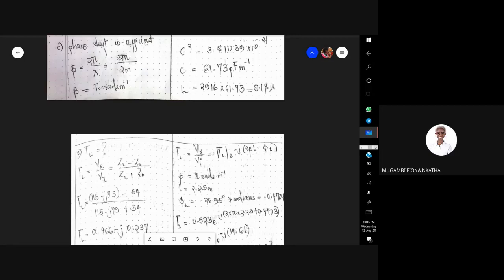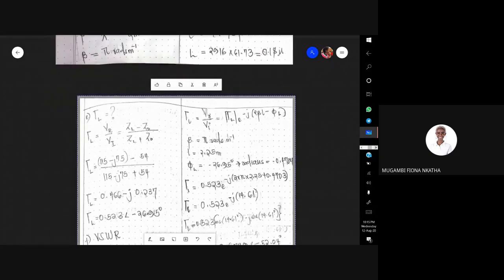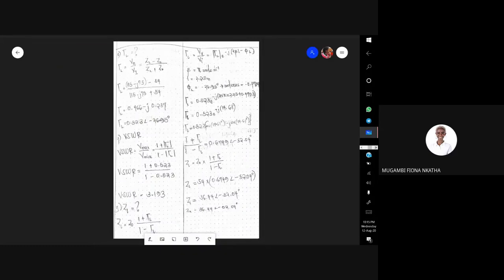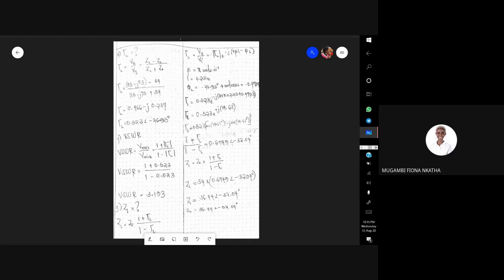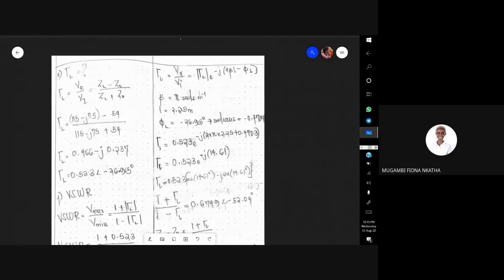gamma L. What I need you to note about this voltage coefficient is that when it's big L, that's when the distance L, the distance on that transmission line, is equal to 0. Do you understand? How do I explain this, that distance thing?